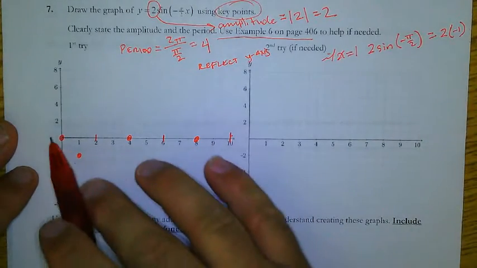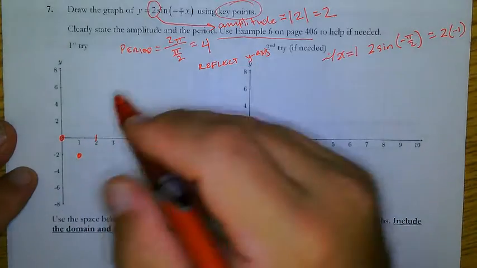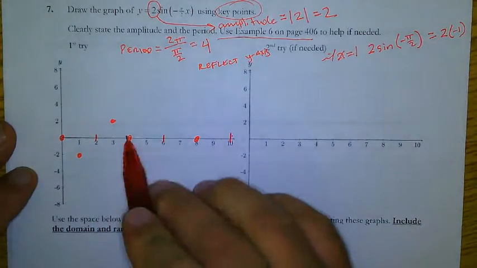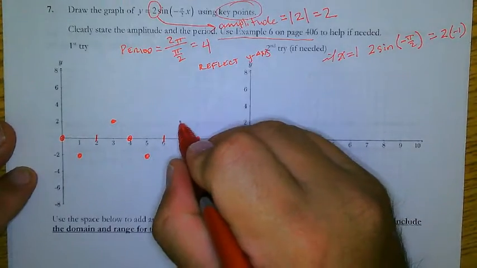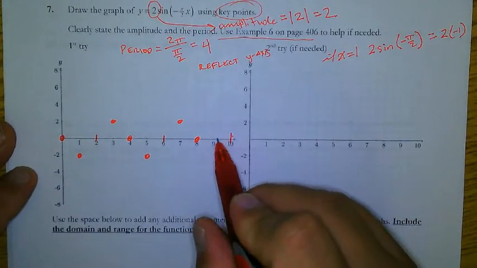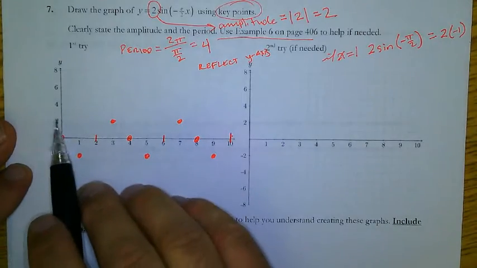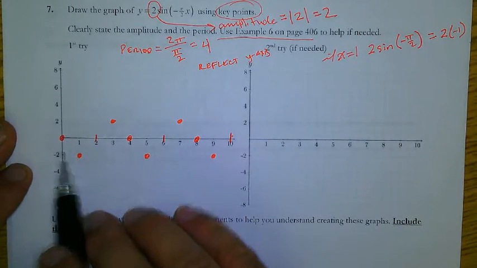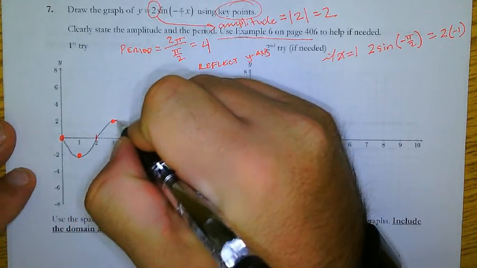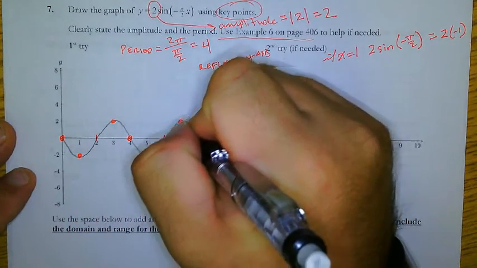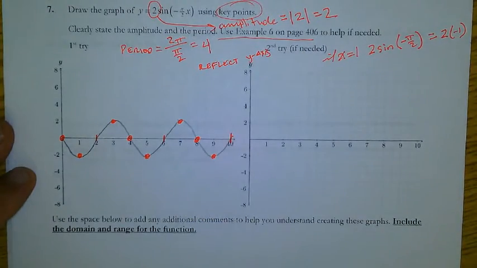Well, now I know what my graph's doing, right? So I'm going to halfway between here a minimum, halfway between there a maximum, halfway between at 5 a minimum, halfway between at 7 a maximum, halfway between at 9 a minimum. Notice that my axis is already labeled 2, negative 2, right? And I can come over here and play connect the dots to get the basic shape of my graph.